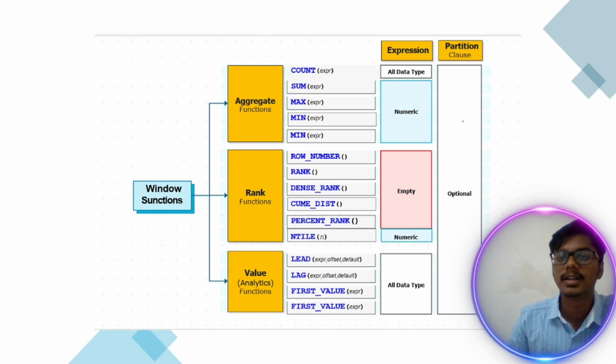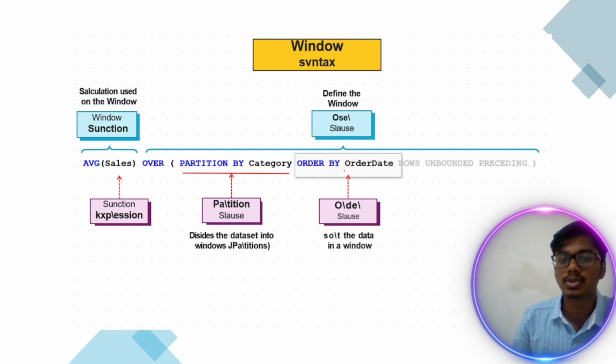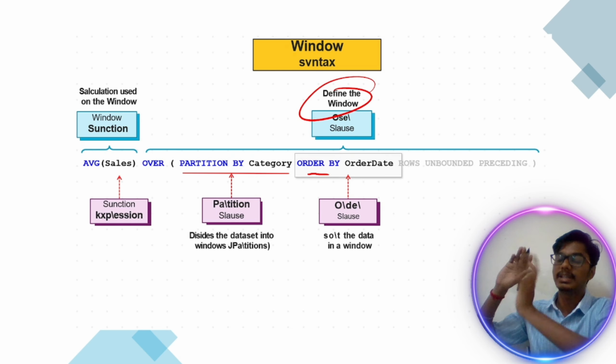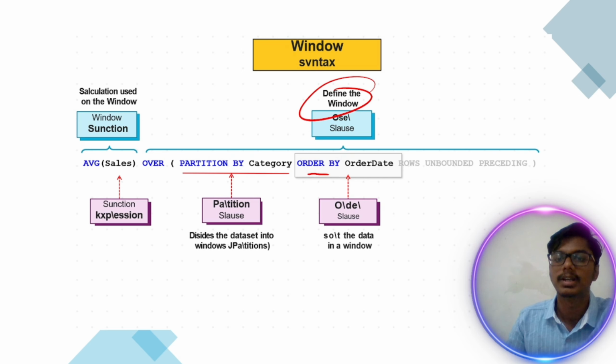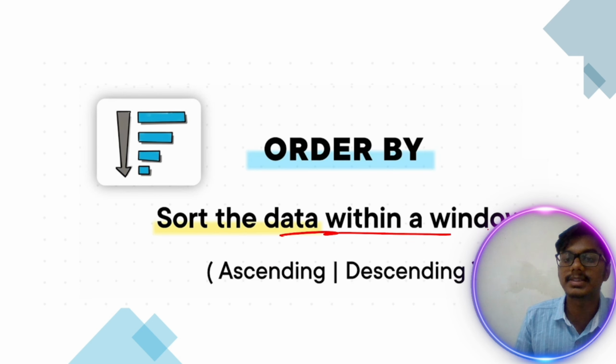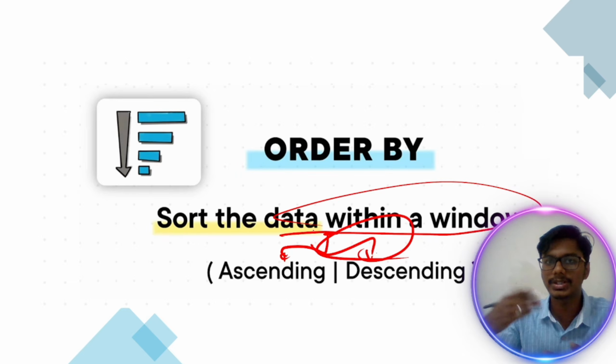For PARTITION BY, the partition clause may be empty, right? Now we discuss the ORDER BY clause. The ORDER BY clause defines how the data in the window is ordered. It may be ascending order or descending order, whatever we want. That's all about the order clause, right? ORDER BY sorts the data within a window, whether ascending or descending, whatever it may be. We are going to sort the data, right?